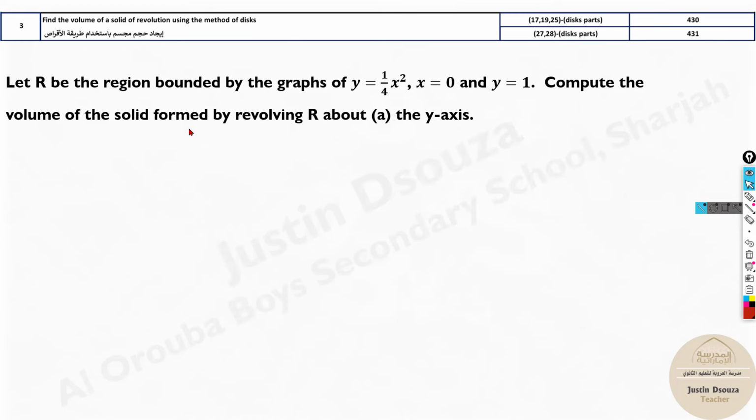Now let's look into a problem. Let R be the region bounded by the graphs 1/4 x squared, x is equal to 0 and x is equal to 1. Compute the volume of the solid formed by revolving R about the y-axis. Here it's along the y-axis. That means what's the formula? That is pi integral a to b. Now here it is f of y. We have to square it and it will be dy.